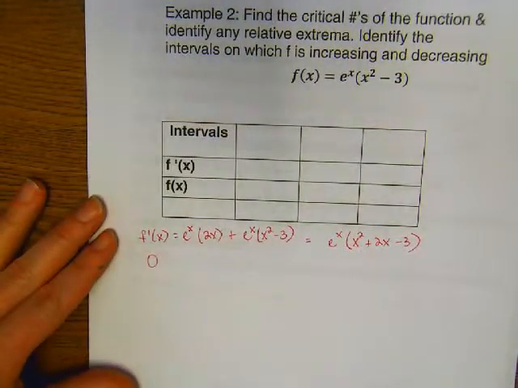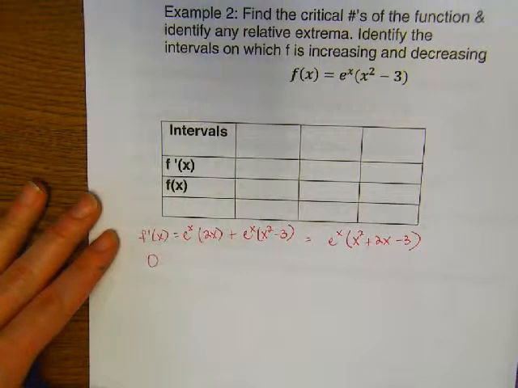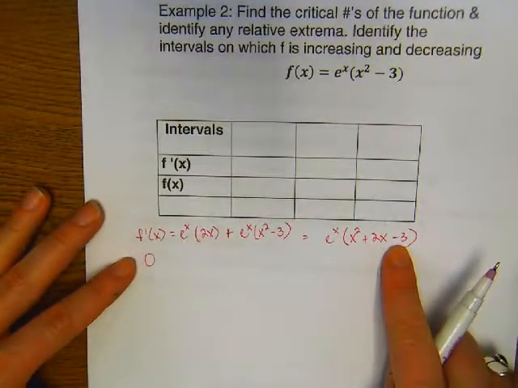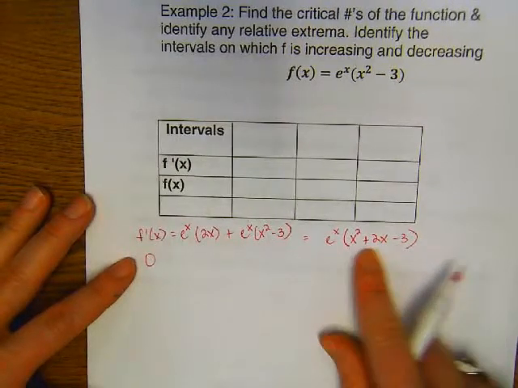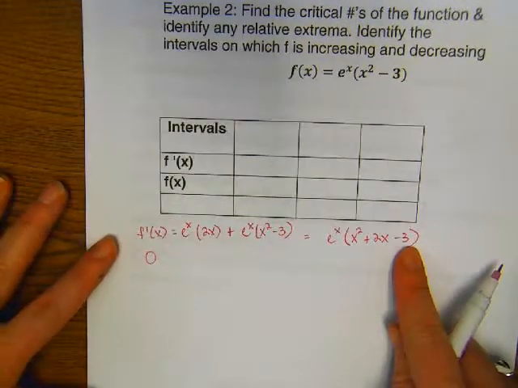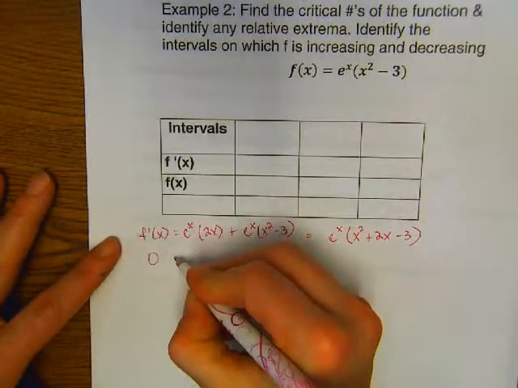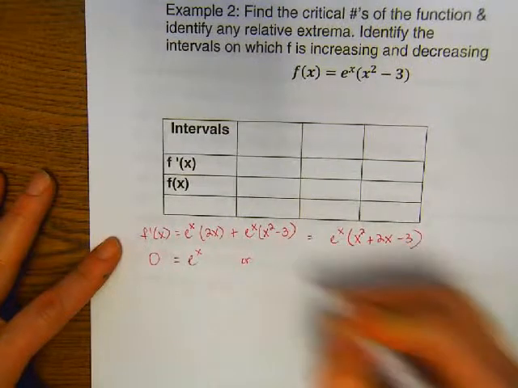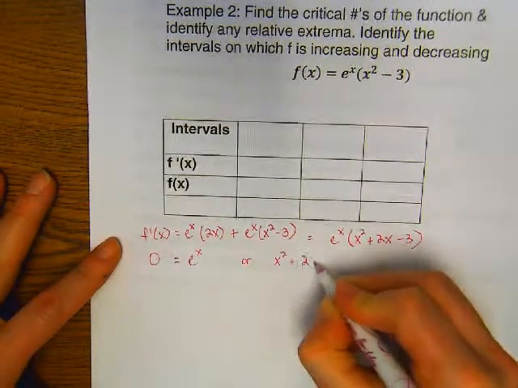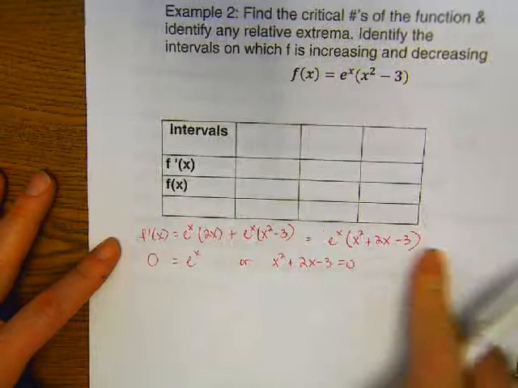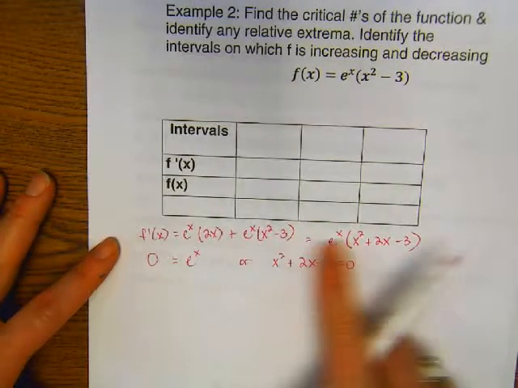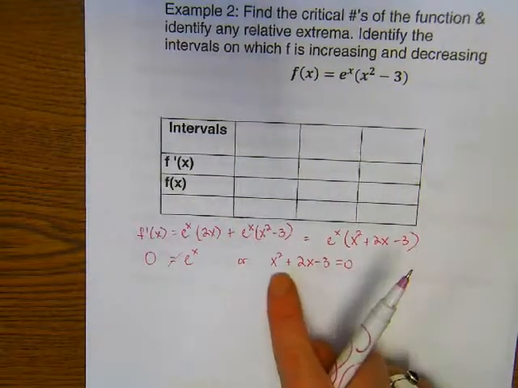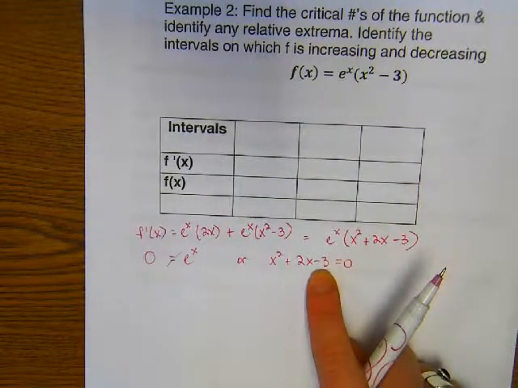To find critical numbers, I need to find where the derivative is 0 or undefined. So e to the x and x squared plus 2x minus 3 are both continuous, defined functions on their entire domain. So they are not undefined anywhere. And they're 0 where e to the x would equal 0, or where x squared plus 2x minus 3 would equal 0, since they're a product of things. E to the x never equals 0. So we need to figure out where x squared plus 2x minus 3 equals 0.